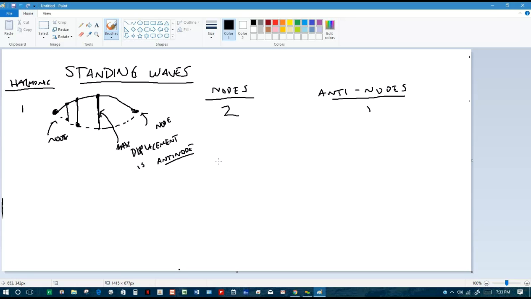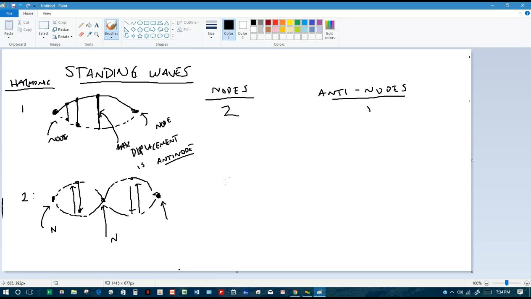And so antinode was 1. Okay, so now let's look at the second harmonic. That would go like this. Here, this would vibrate. This part again would go up and down. And then again, this part over here would also go up and down, right? And so how many nodes does this one have? This one has 3. I'm just going to put N for node right here in the middle. So node would be 3.